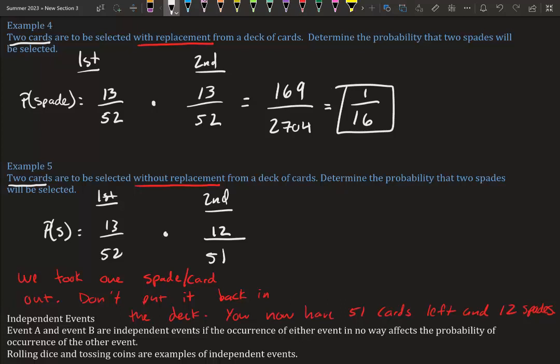We can go ahead and multiply because this is not an or problem, it's and. So 13 times 12, we get 156. 52 times 51, we get 2,652. We can simplify this into 1 over 17. Again, look at the Chapter 8 announcement with the calculator title, and that will show you how we can do this with our calculator.